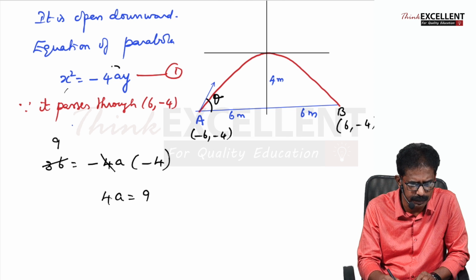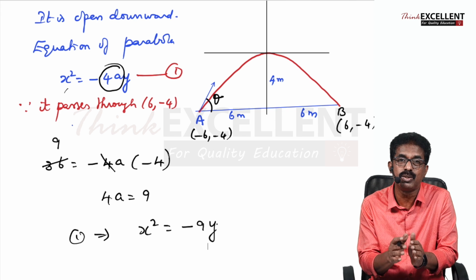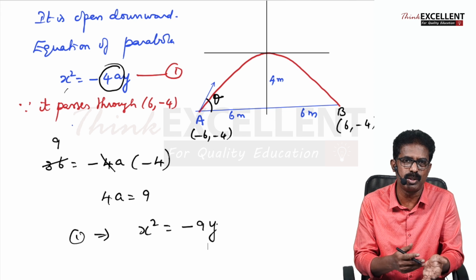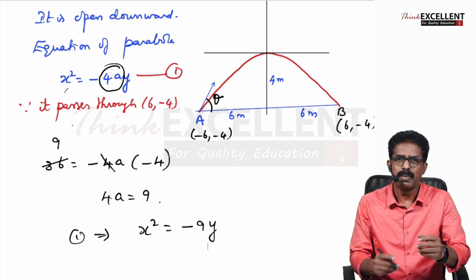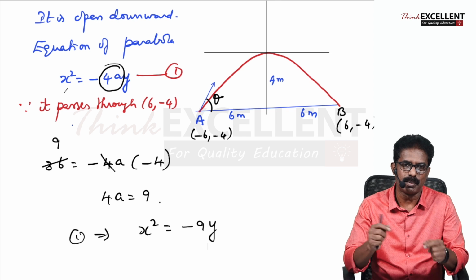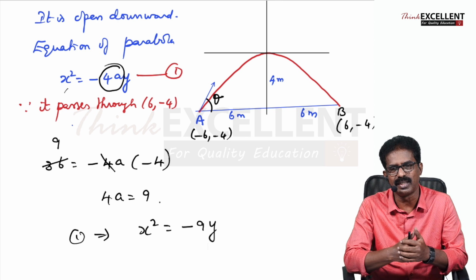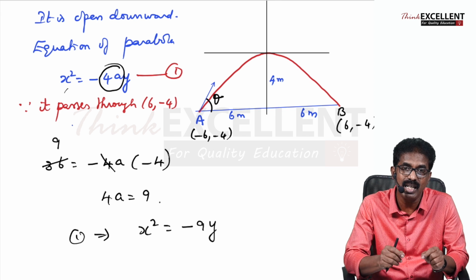That 4a you substitute in the first equation. So the first equation becomes x square is equal to minus 9y, because 4a value is 9. Either you find a and substitute, or directly substitute 4a. Normally in the previous questions, after getting this, you take another point with some unknown, you substitute and find that. But here nothing like that. They didn't give any other point. What they asked: find the angle of projection, right?